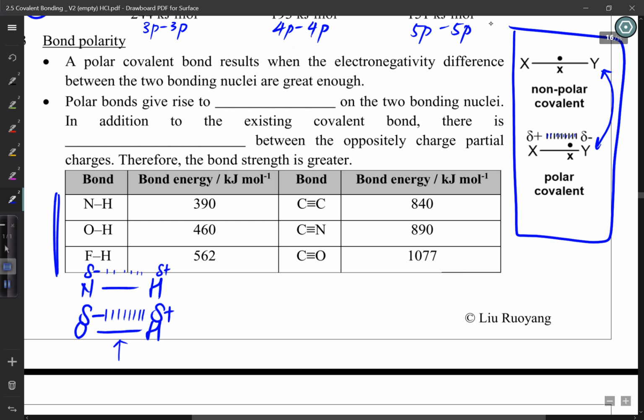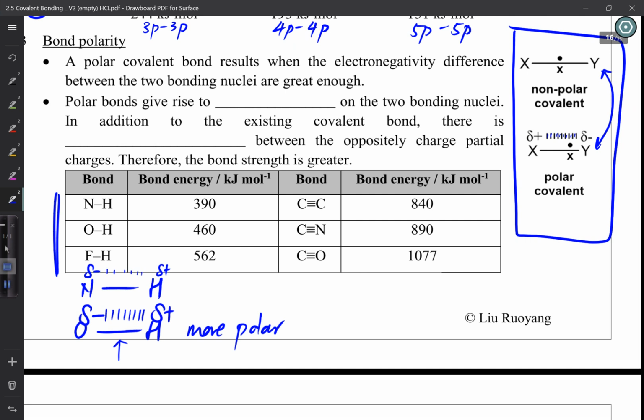Therefore, an OH bond will be stronger than an NH bond because the OH bond is more polar. The same goes for FH. The FH bond is even more polar because fluorine is even more electronegative. So that's why the trend is like this. The same goes for double bonds or triple bonds, for example CC triple bond, CN triple bond, CO triple bond. The trend is similar for the same reason. It gets more and more polar.